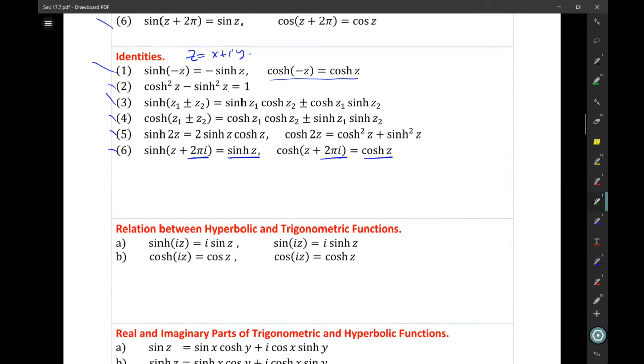And cosh iz is equal to cos z, because there is no i multiplied by the denominator of cosine. So sinh iz is equal to i sin z, and cosh iz is equal to cos z. So this is another way to define cos, which is cosh iz, and another way to define sin, which is sinh iz divided by i.